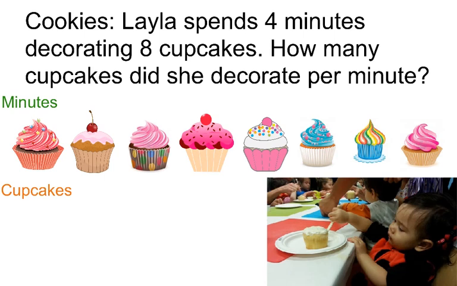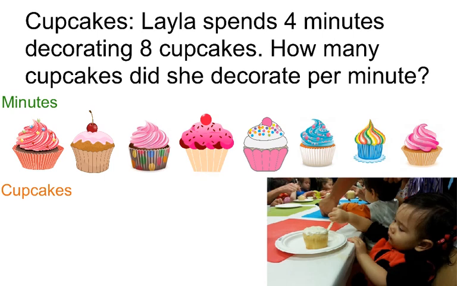Let's look at an example. Cookies. Actually, cupcakes. Layla spends 4 minutes decorating 8 cupcakes. How many cupcakes did she decorate per minute? Again, we have that word per minute, which literally means per 1 minute. So, we're going to use a diagram to represent that. So, we have 8 cupcakes.